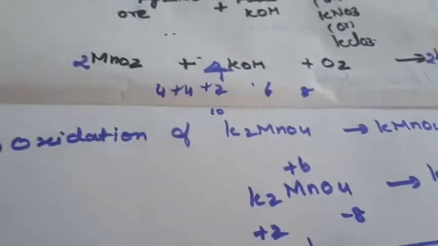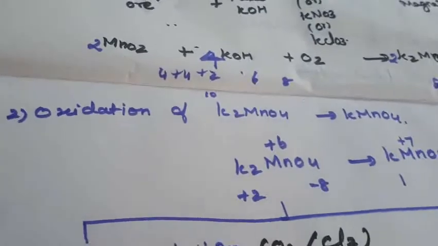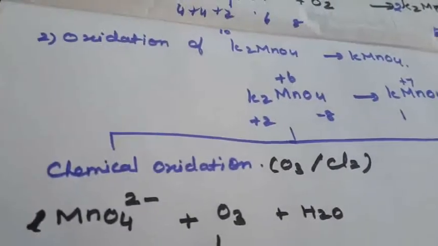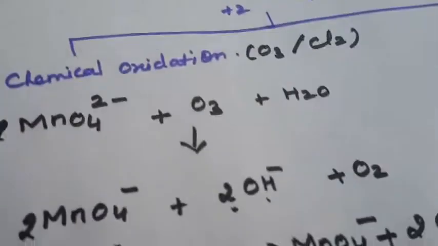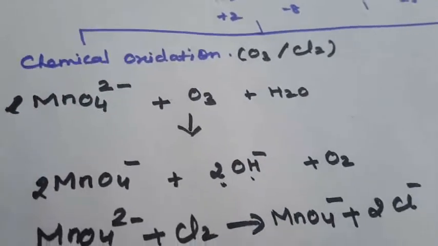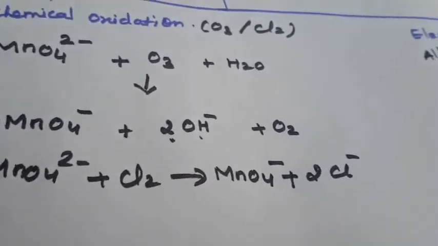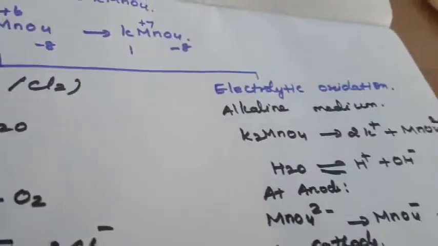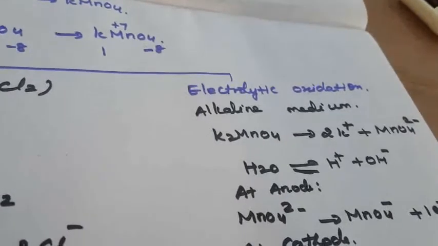Then again, it is the oxidation of K2MnO4 to KMnO4. Oxidation takes place in two types: chemical oxidation and electrolytic oxidation. What is chemical oxidation? The manganate reacts with ozone or chlorine, and KMnO4 is obtained. Again, electrolytic oxidation is done in the alkaline medium.